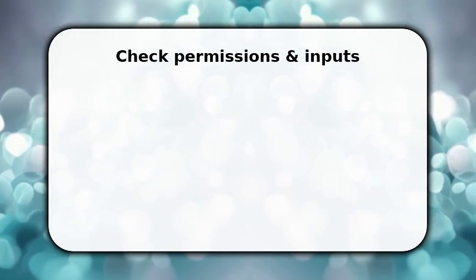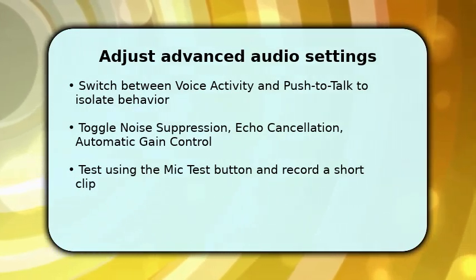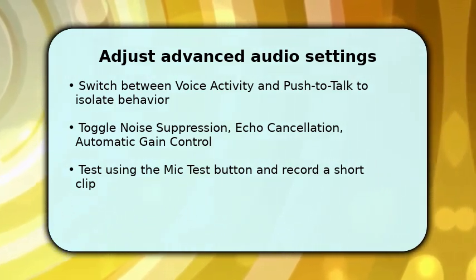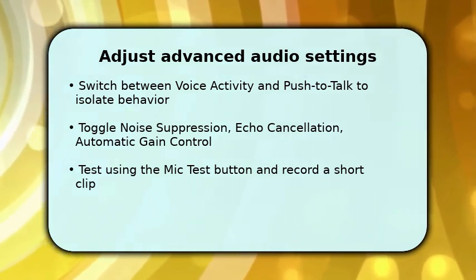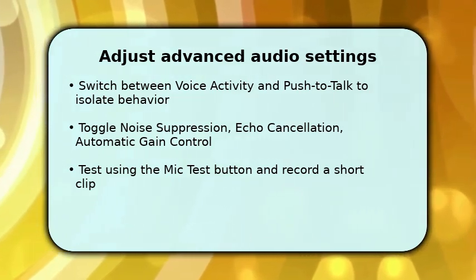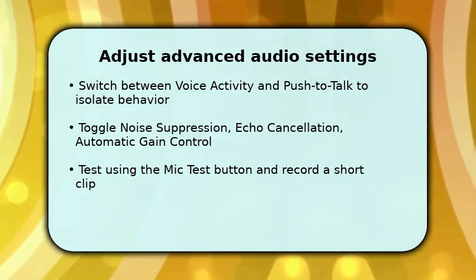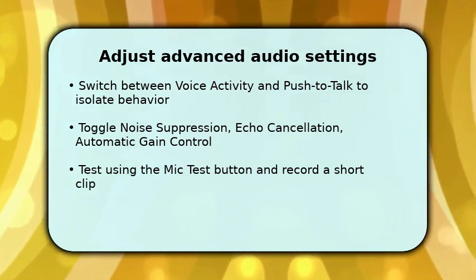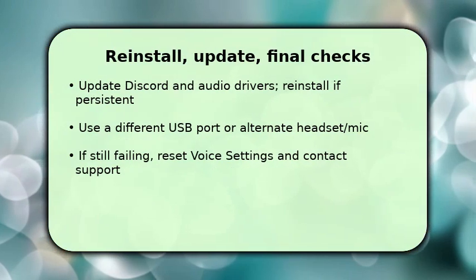You now tackle the middle steps where subtle settings cause problems. Try switching between voice activity and push-to-talk to see if detection thresholds are the issue. For voice activity, lower sensitivity until your voice reliably triggers. Next, toggle noise suppression, echo cancellation, and automatic gain control one at a time because each can distort or silence messages on some mics. After each change, use the mic test button to record a short clip so you can compare results and isolate.